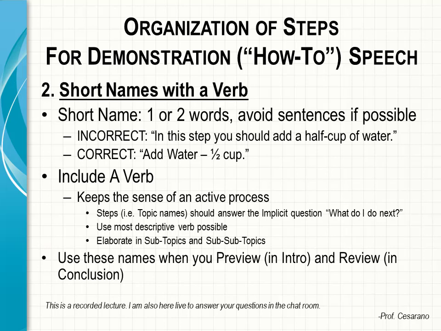Use the most descriptive term you can think of for each step. Avoid using complete sentences where possible, and keep your step names as short and to the point as possible so that they would answer the implicit question on the part of your audience, what do I do next? You can plan to elaborate on the important details regarding each step in the subtopics and sub-subtopics that you'll place underneath them in the body.